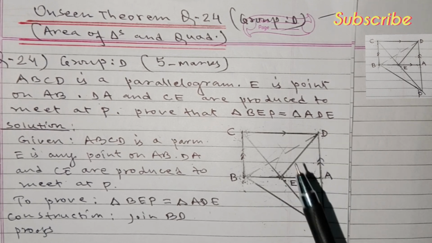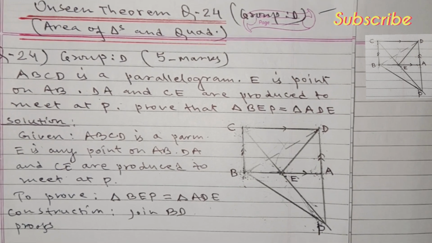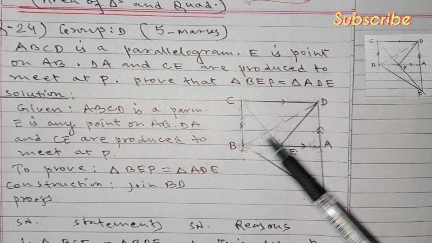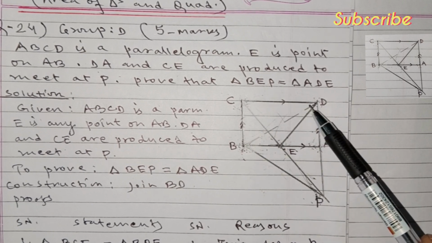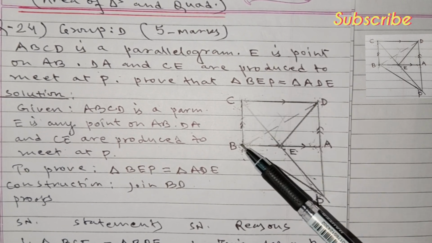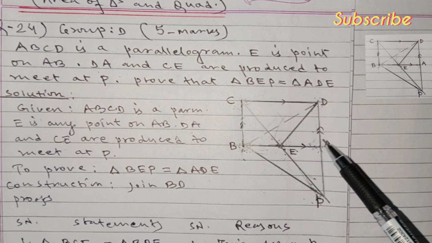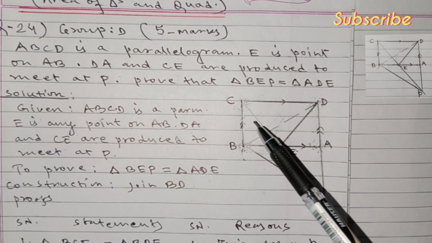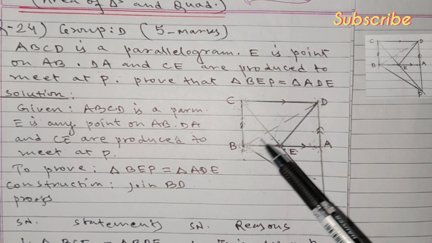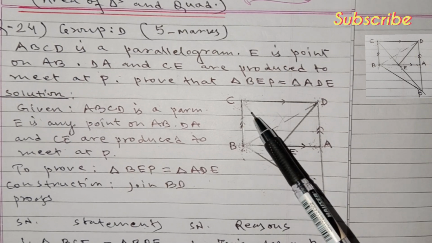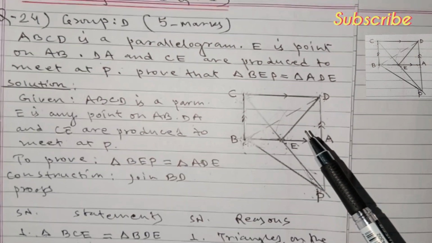So the proof is very simple. At first we have to take a simple construction. The construction is join BD. After joining BD, we get two triangles, triangle BCD and triangle BDA. So we'll show the relation of triangle ADE and BEP with the triangles BCE and triangle BCP. Then by using the whole part axiom, we get the proof.